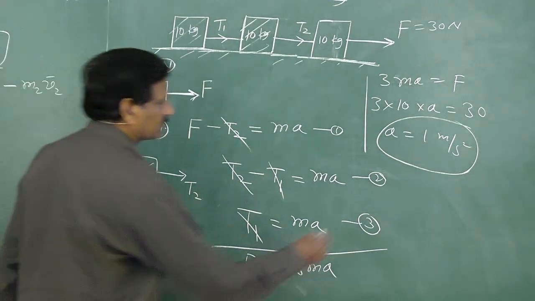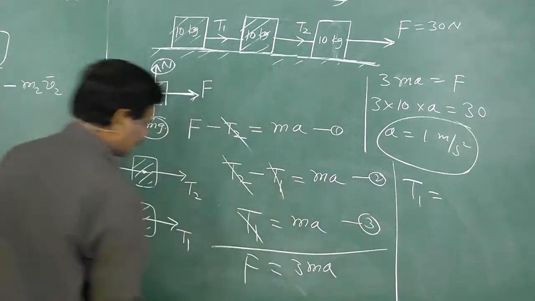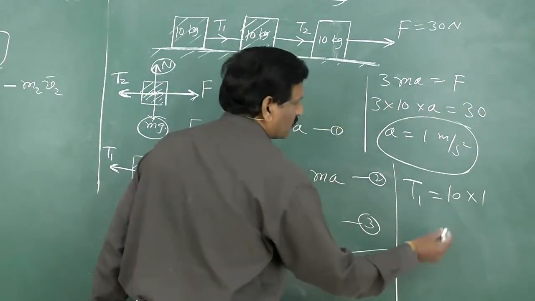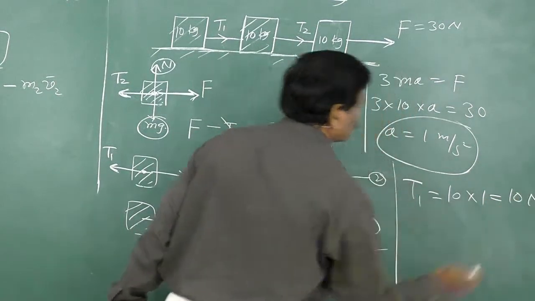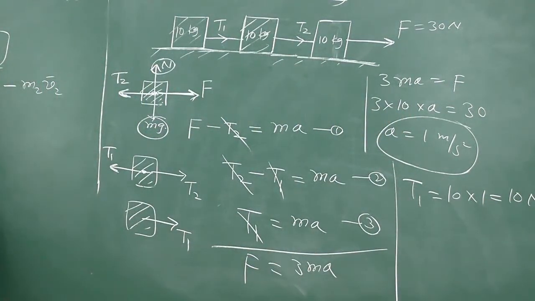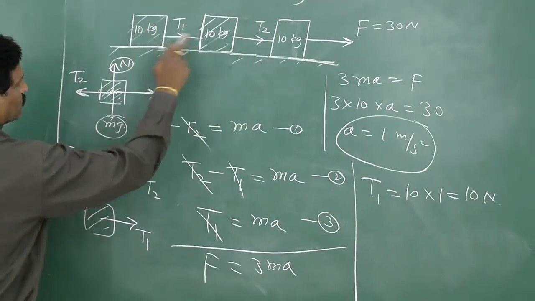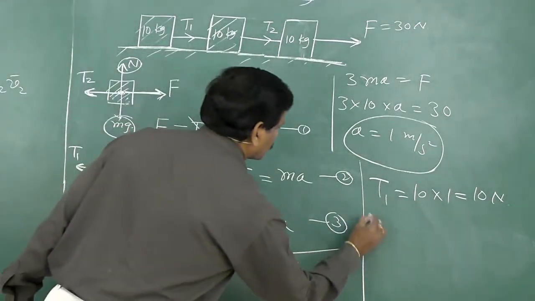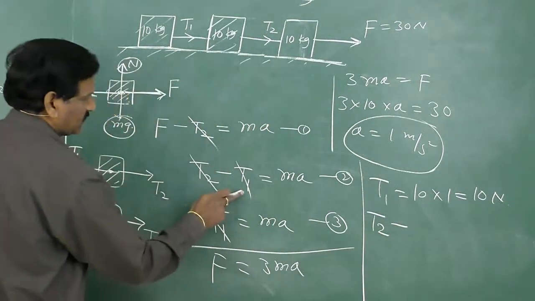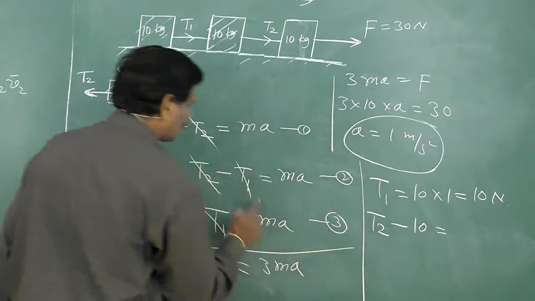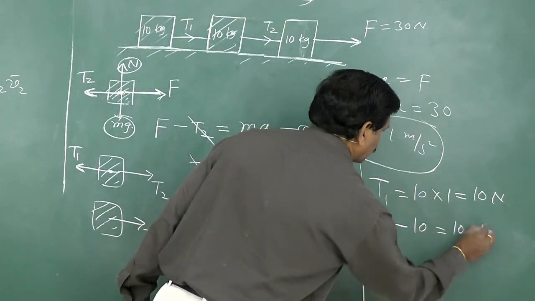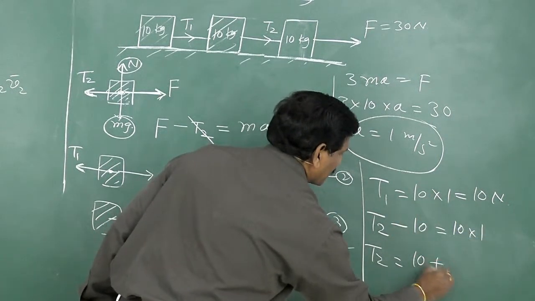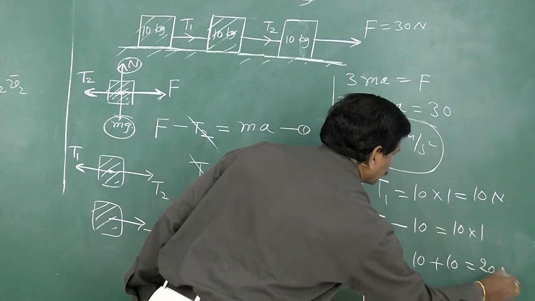Then T1. You have T1 equal to ma. m is 10, a is 1. So T1 is equal to 10 Newton. So the tension produced in the string between the first two blocks is 10 Newton. Similarly, T2 minus T1 is equal to mass into acceleration, 10 into 1. So T2 is equal to 10 plus 10, so this is 20 Newton.